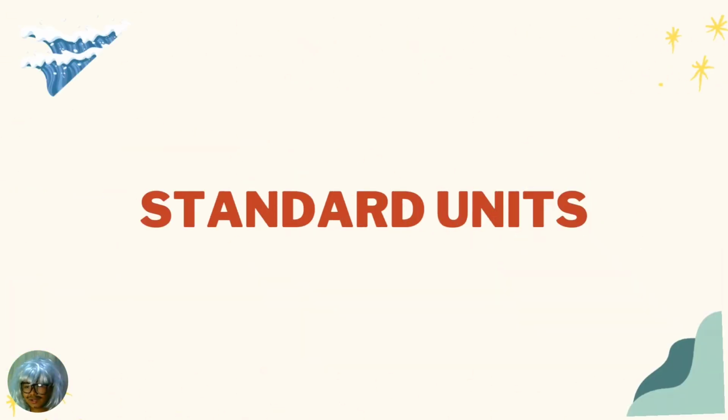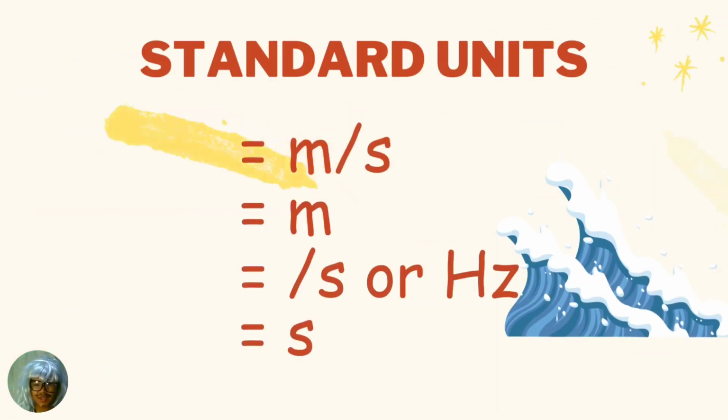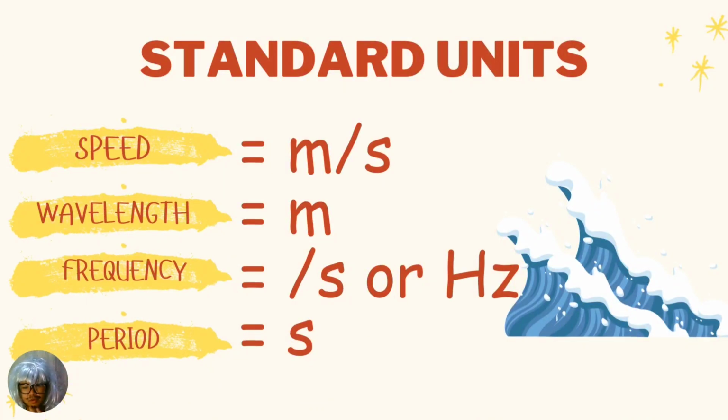Now moving on to their standard units. Their standard units are, for speed, meters per second. For wavelength, it is meter. For frequency, it is per second or hertz. And for period, it is second.